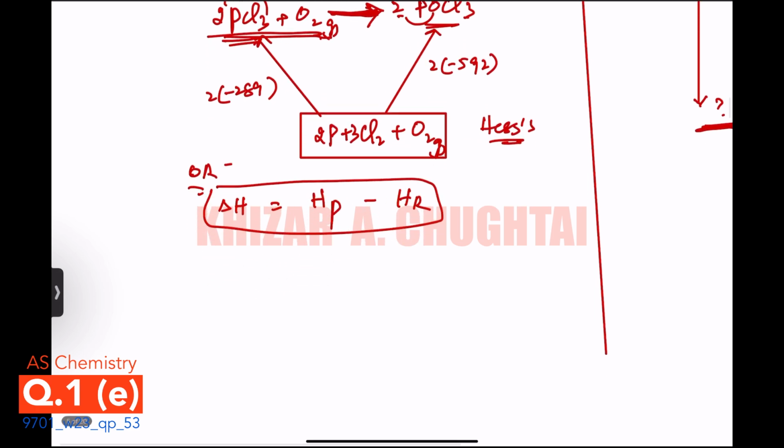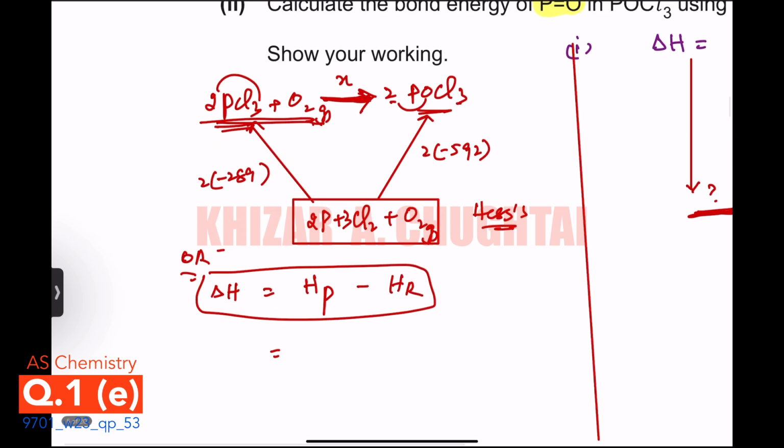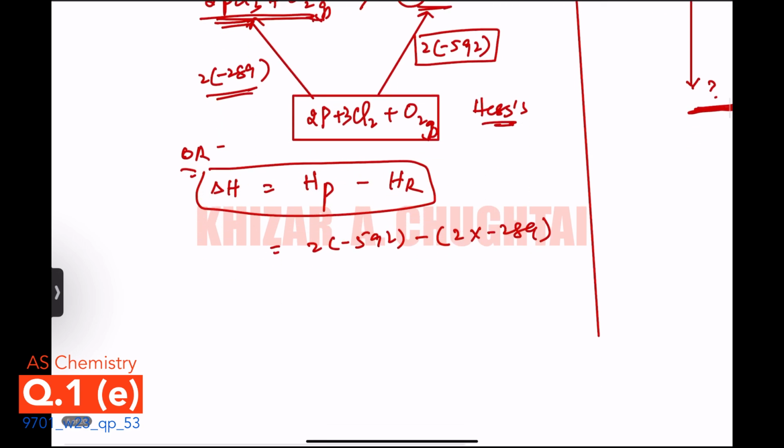So what is the enthalpy of the product in this case? Enthalpy of the product is this one. So 2 into minus 592, minus enthalpy of the reactant, this one, 2 into minus 289. So what is the overall answer of delta H for this reaction? What is the answer of this one?